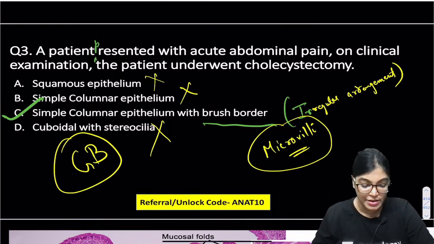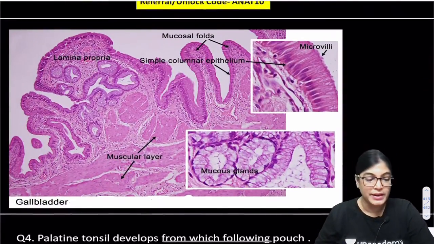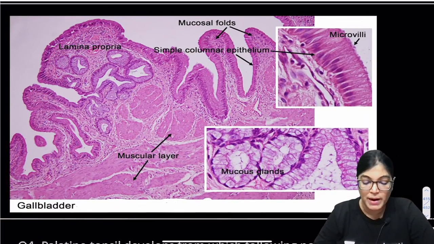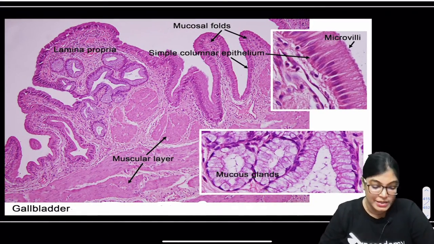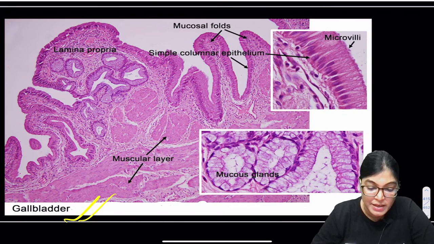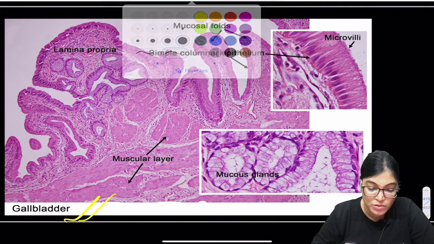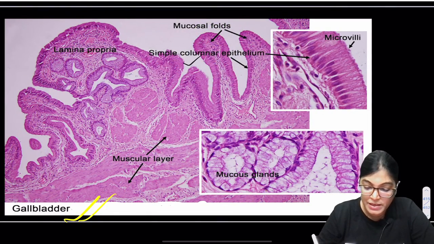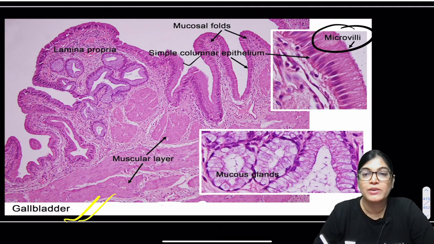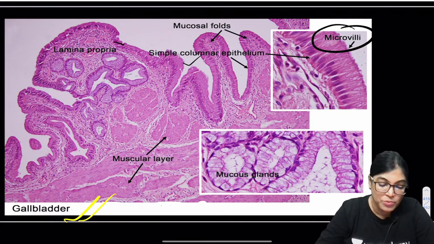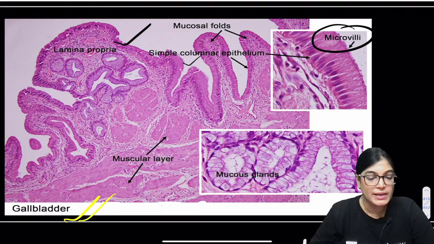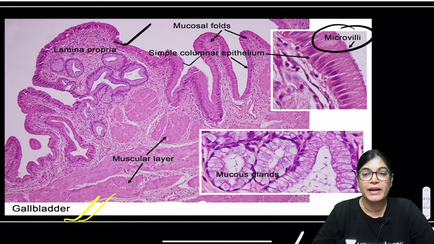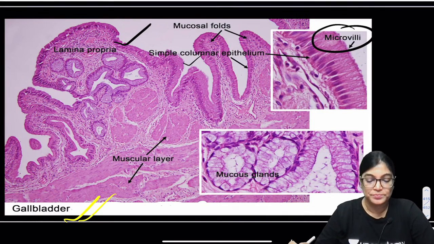Absolutely right, Rangaraj. See here, I have included this slide where the histological part of the gallbladder has been shown. In the slide of gallbladder, what you can appreciate is the lining epithelium, which is simple columnar epithelium with irregular microvilli. Lamina propria is shown. So which two layers are absent in gallbladder? Can anybody tell me?